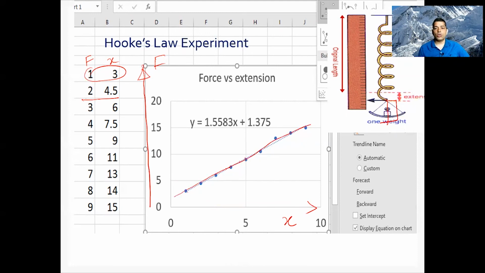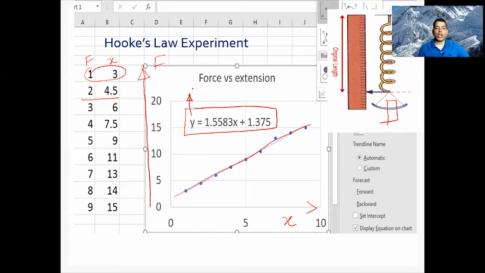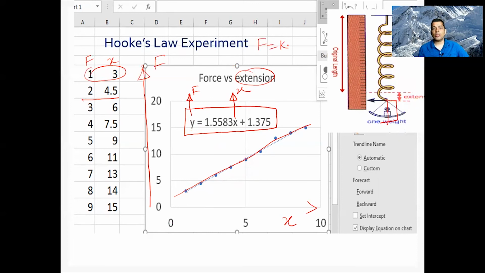Okay, so if you fit the straight line, then you get the equation of a straight line to be y equals 1.5583 x plus 1.375. So this y is of course F, and this x is of course x, which is extension. And according to Hooke's law, what is the relation? F should be equal to k times x, right? We are ignoring the negative sign here, but keep in mind that it's there, and whenever you need it, you have to put it there.